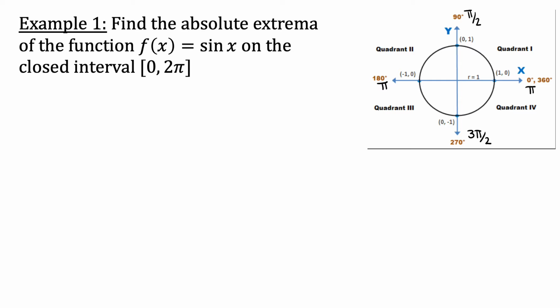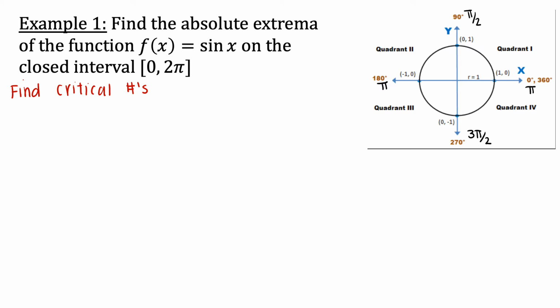Okay, let's take a look at example 1. Here we want to find the absolute extrema of the function f of x equals sine of x on the closed interval from 0 to 2 pi. So we're going to be following those guidelines for finding extrema on a closed interval that we just went over. The guidelines start the same though. We have to start by finding our critical numbers, which we would do by looking for those horizontal tangents or vertical asymptote, vertical tangent, or the cusp.